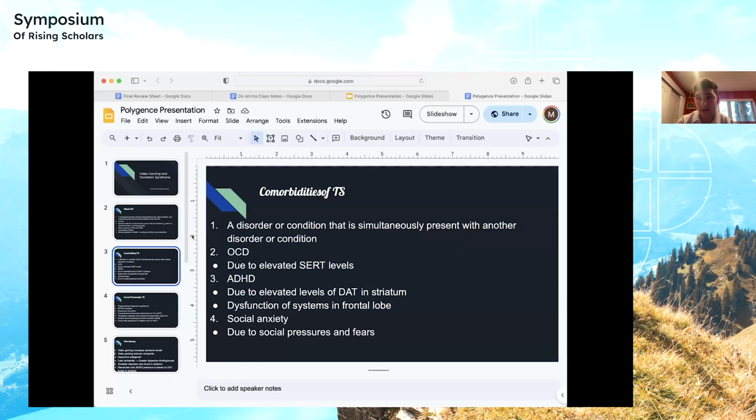Comorbidities. A comorbidity is a disorder or condition that is simultaneously present with another disorder or condition. The main comorbidities of Tourette's are OCD and ADHD. The primary topic of this presentation will be on ADHD. Overall, ADHD is due to elevated levels of DAT in the striatum, which ultimately reduce dopamine levels. There's an inverse relationship between DAT and dopamine, which will be explained more later on. And ADHD primarily affects systems in the frontal lobe.